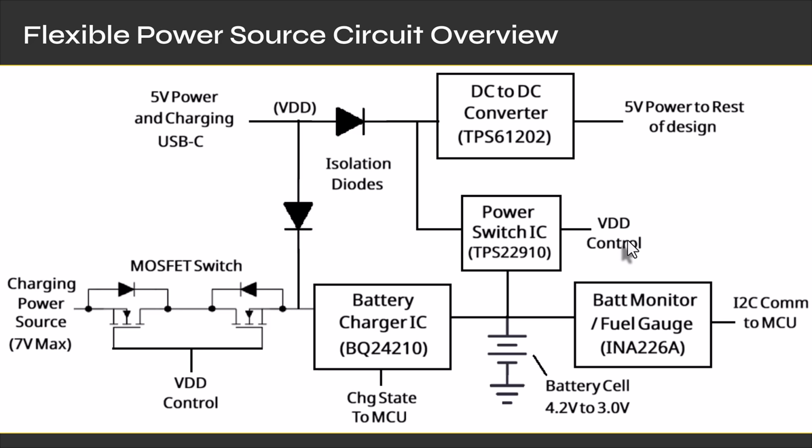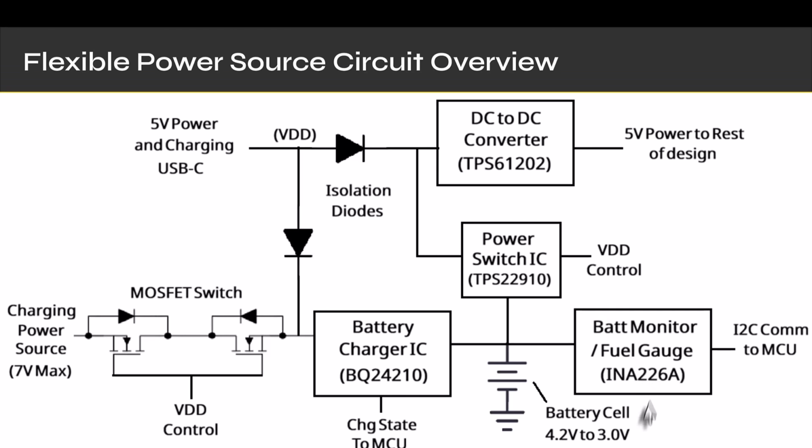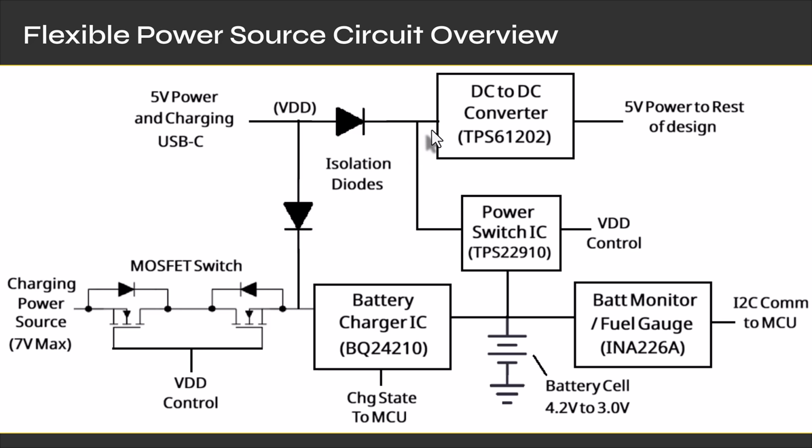So if you notice, there's a thing that says VDD control. When VDD is present, this power switch is pulled high, or its control input is pulled high, and it's turned off or acts like an open, which cuts off the battery from the DC to DC converter and uses this source to power the design. So it isolates the battery and it can charge the battery.